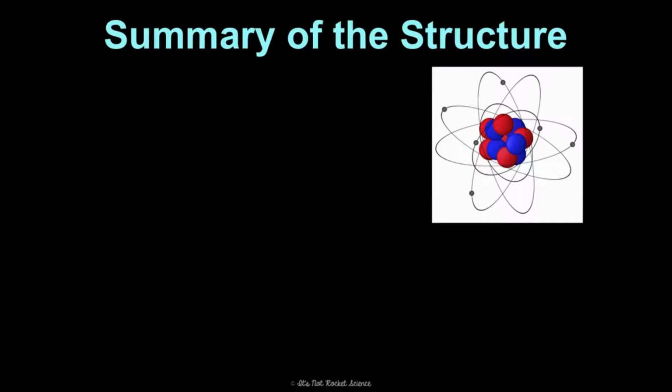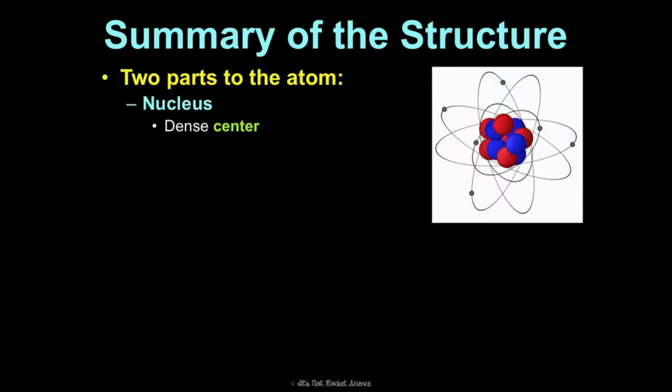So just to summarize, I don't want you to be confused about who came up with what's right and who came up with what's wrong. Here is the true summary of the atomic structure as we know it today. There are two parts to the atom. One of those is the nucleus. It is the dense center in the atom, as we see in this picture with the red and blue center.